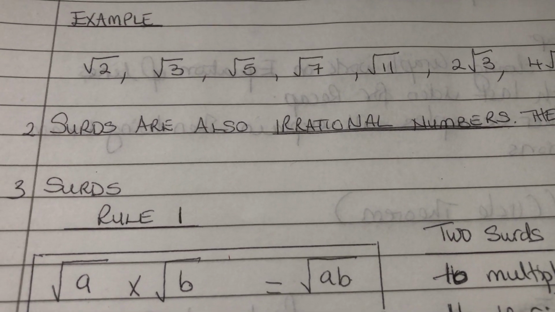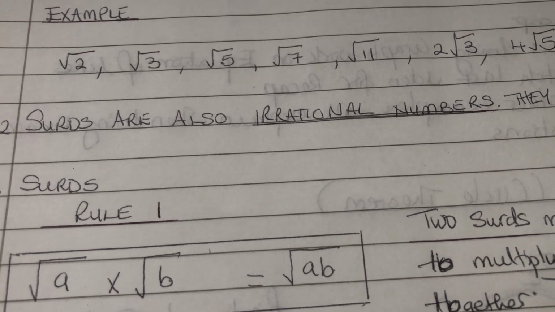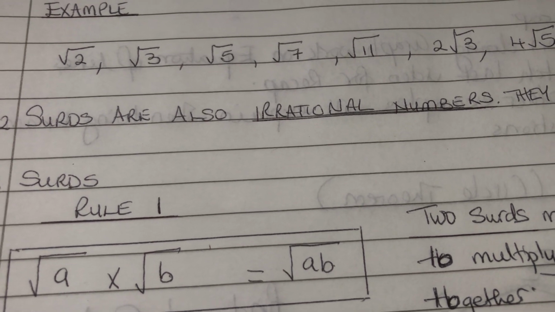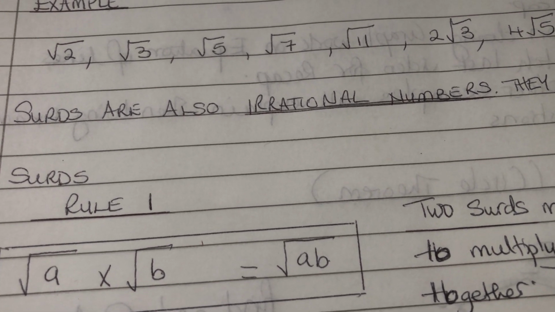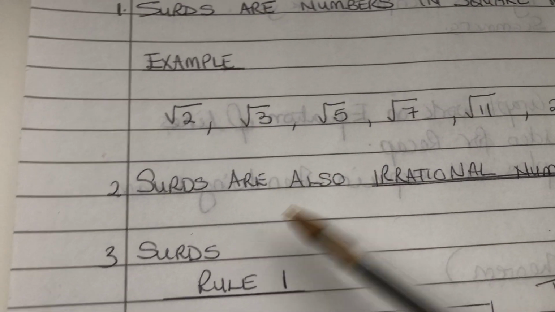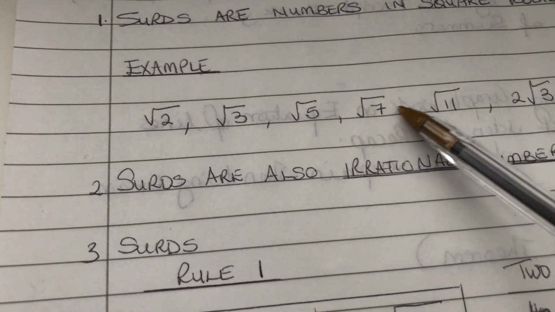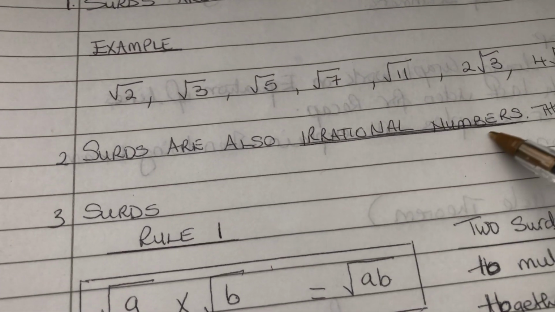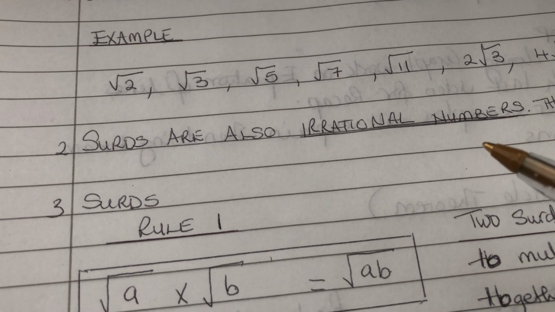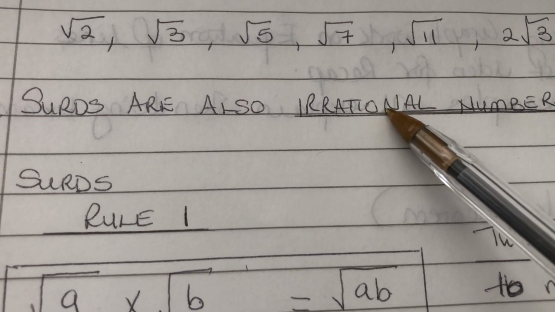Root 4 is not a surd, because you can simplify. The root of 4 is 2, so the answer is not a surd. But if you have root 3, without the calculator, you cannot simplify. These surds are called irrational numbers. We have two types of numbers, rational and irrational. Irrational, that is the spelling.